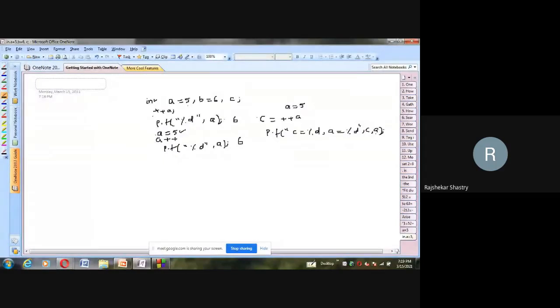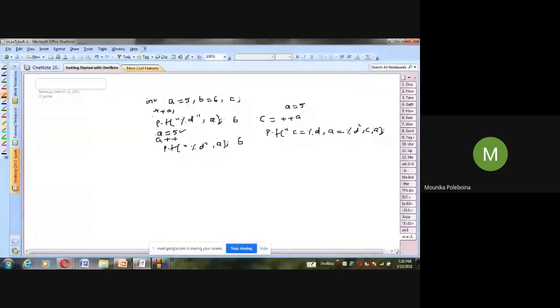Now tell me, a is 5, but I'm using that variable a in an expression saying that c is equal to plus plus a. Can anybody tell me what is the answer of c and what is the answer of a? 6, 6, sir. Some people say c is equal to 6, a is equal to 5. Okay, any other answer? I want c.